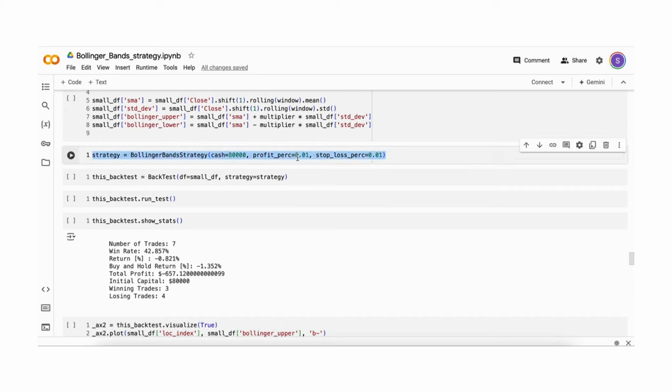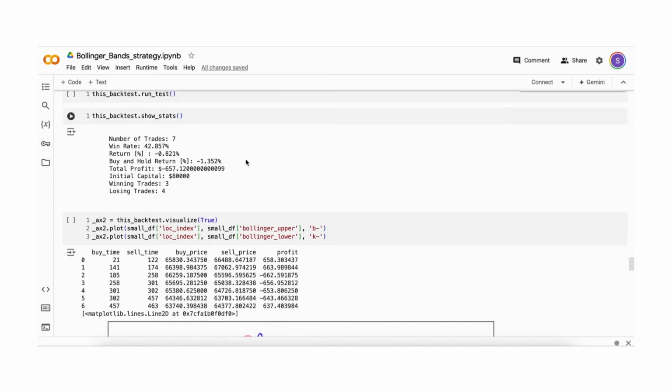So we are going to enter a trade when we touch the lower Bollinger Band. That is our rule. We're only going to do long trades here. So we're going to enter when we touch the lower Bollinger Band, and then we are either going to take profit at 1% or going to be stopped at minus 1%.